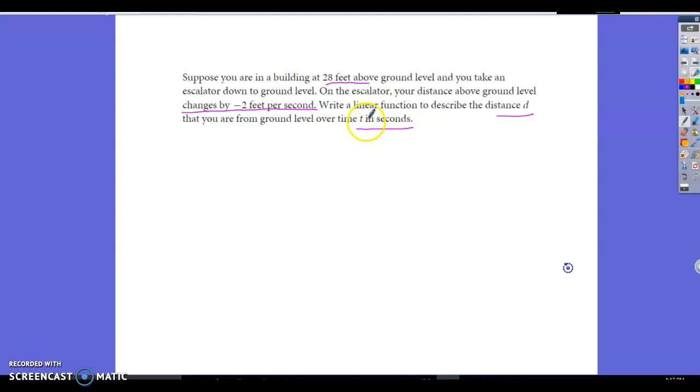Time is our independent variable, like our x value, and d would be our dependent. The distance traveled depends on how much time goes by. So the first thing we need to do is write that as d of t. All right, so d of t is our function. It's in function notation, and we know that we're going to start at 28 feet above the ground. And then we're going to drop 2 feet per second, so minus 2 feet and seconds in time.